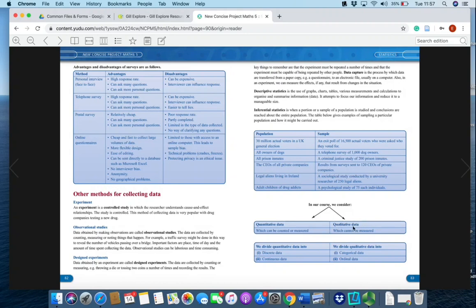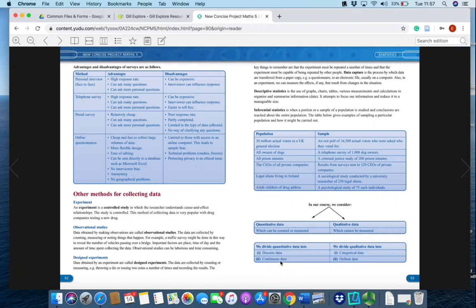Qualitative data then is words, or categorical data. It cannot be measured, so it's the colour of your eye, for example, blue, brown, green. So it's words. And how you analyse your data, depending on which type of data it is, is very important. We then subdivide quantitative data into two more categories called discrete data and continuous data.